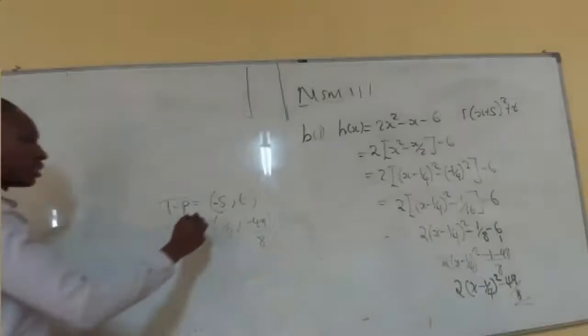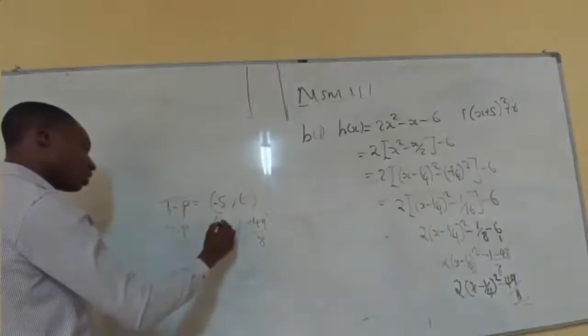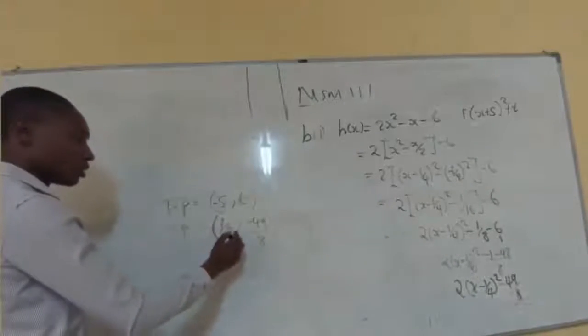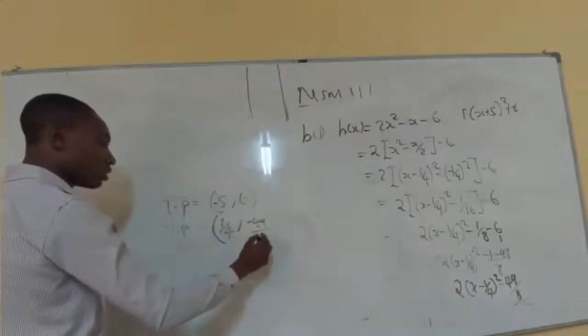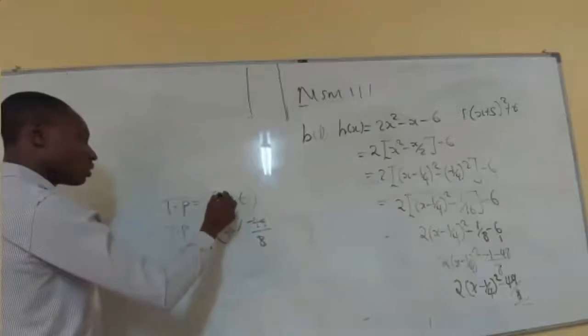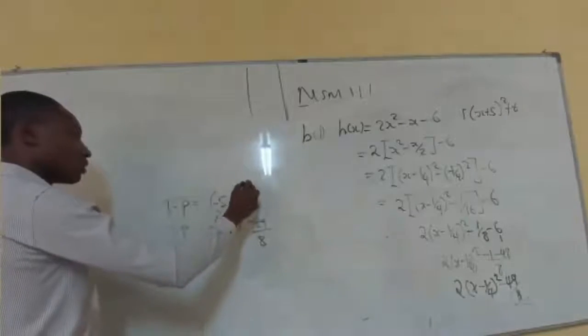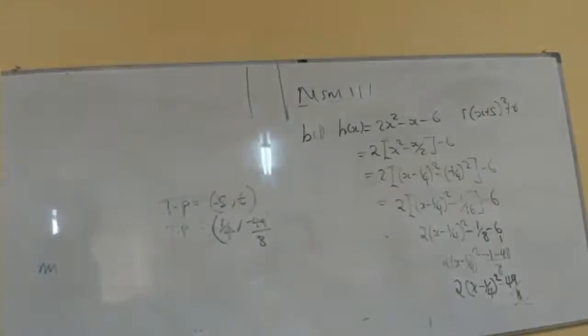So the turning point is negative 1 over 4, comma, yeah, 1 over 8. Okay.